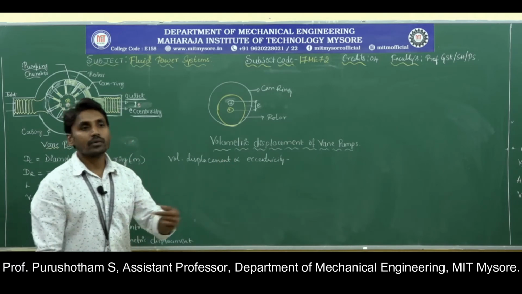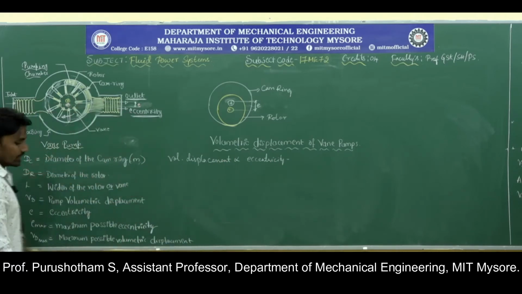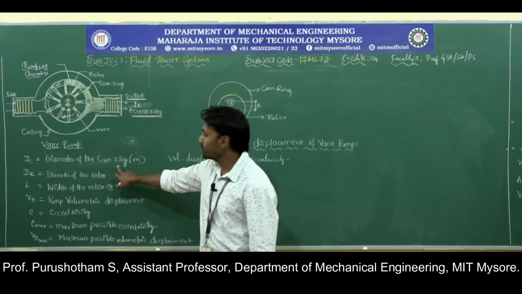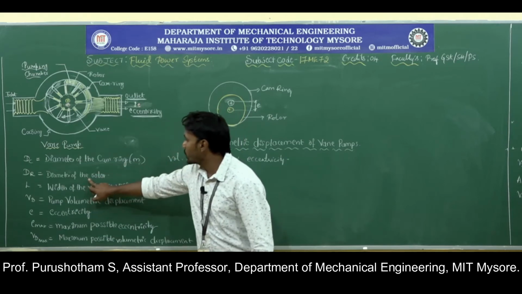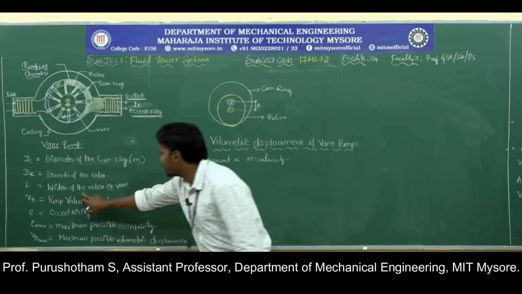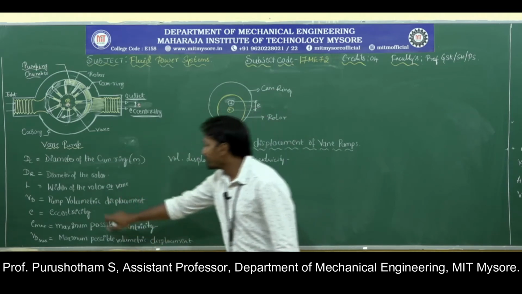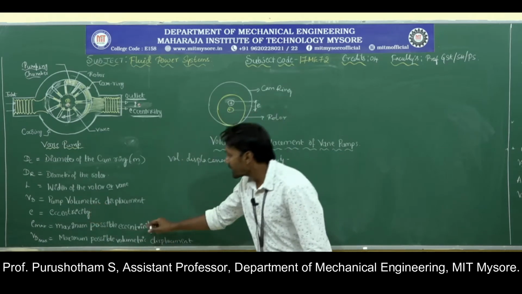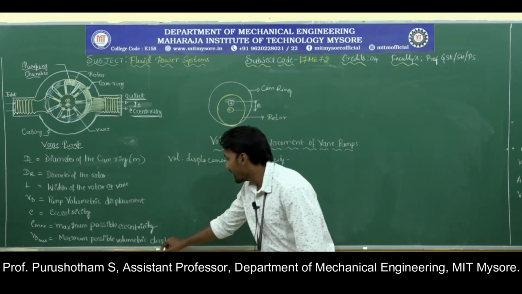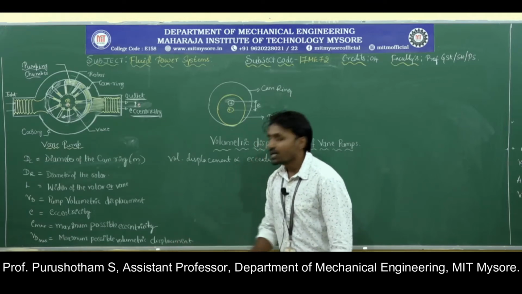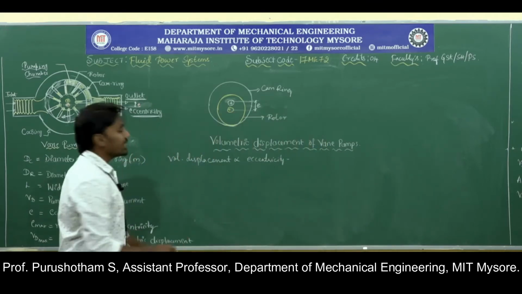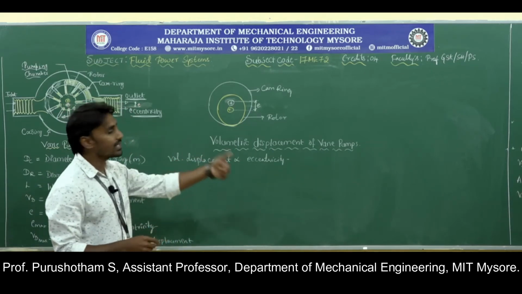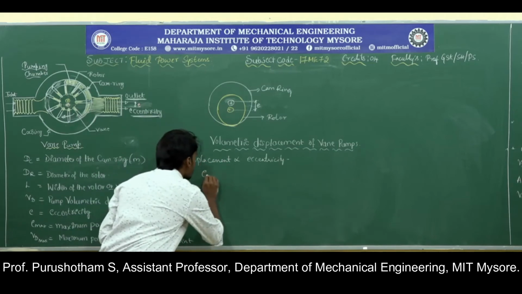For the derivation purpose, I am using some notations here. Where DC is the diameter of the cam ring in meters, dr is the diameter of the rotor, L is the width of the rotor or vane, Vd is the pump volumetric displacement, E is the eccentricity, E max is the maximum possible eccentricity and Vd max is the maximum possible volumetric displacement.